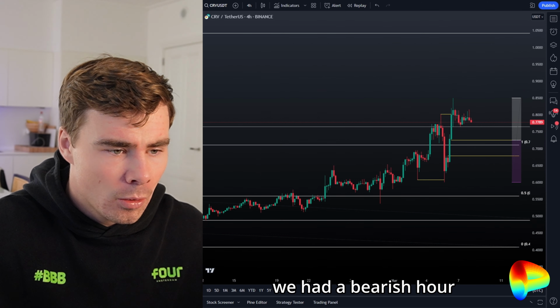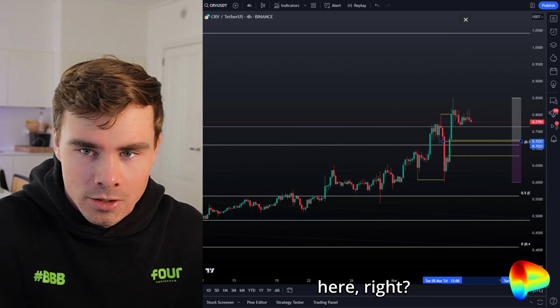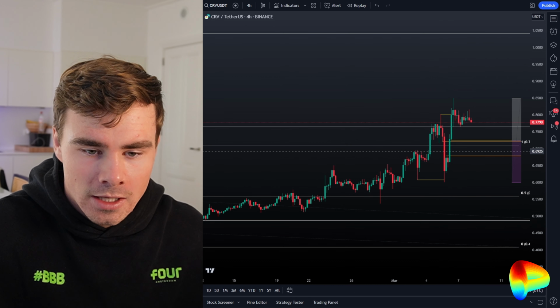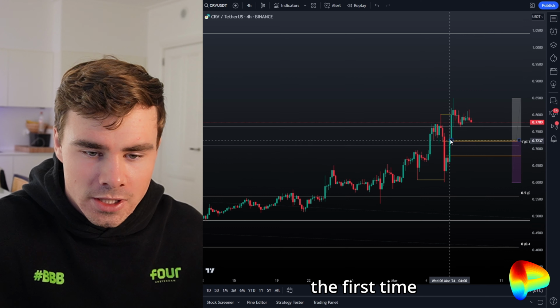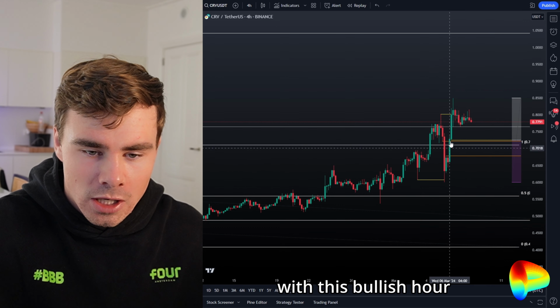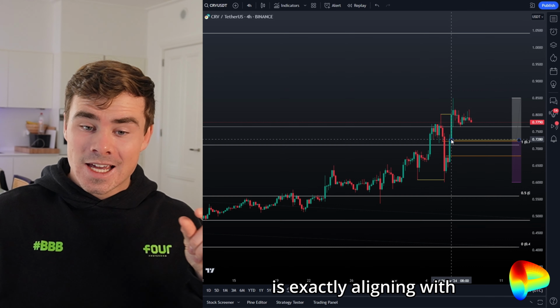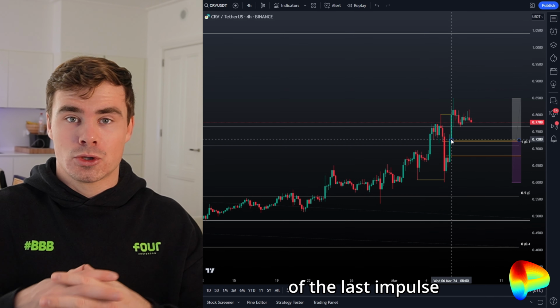On the other hand, we had a bearish hour 4 fair value gap over here, right? On that impulse to the downside, we created this bearish hour 4 fair value gap. Now look how we invalidated that bearish hour 4 fair value gap the first time that we tested it with this bullish hour 4 candle close. So that inverse hour 4 bearish fair value gap is exactly aligning with the bullish hour 4 fair value gap of the last impulse towards the upside.